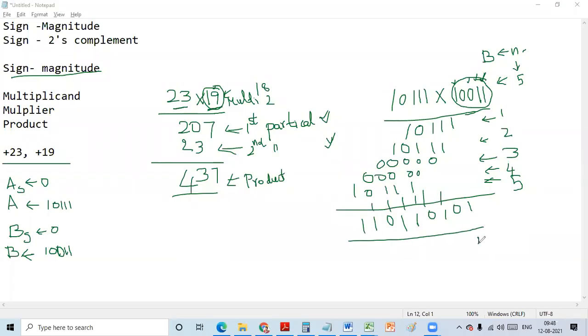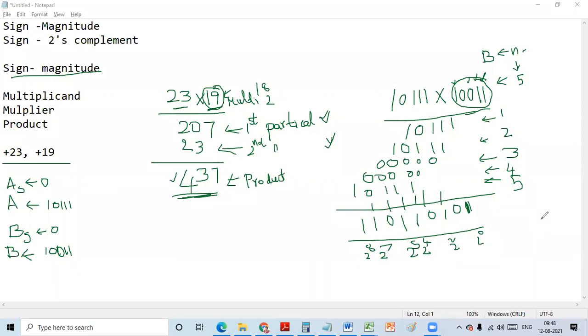Okay, so you have to apply powers of 2 to get the output: 2 to power 0, power 1, power 2, power 3, power 4, power 5, power 6, power 7, power 8. 2 power 8 is 256, plus 128 plus 32 plus 16 plus 4 plus 1, which is equal to 437, because we have 1 in the least significant bit, so it is an odd number. Our result is 437. It is correct. Magnitude is correct.